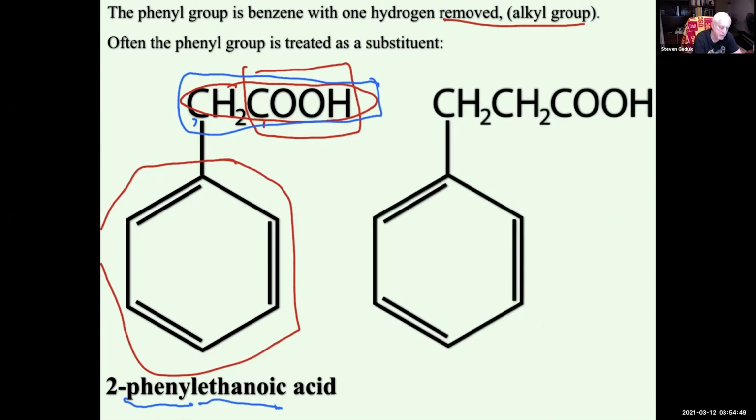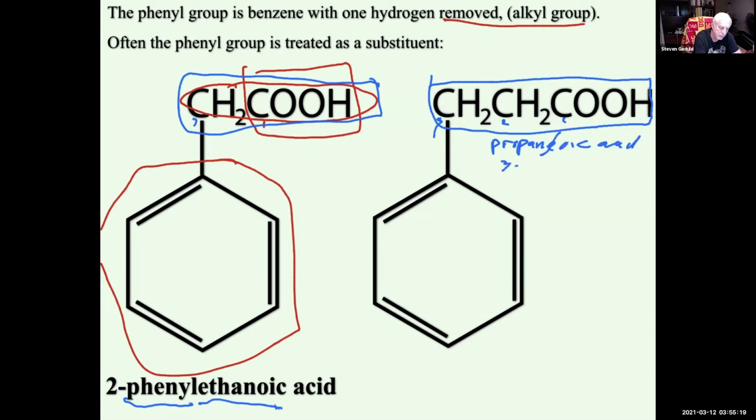How about this one? Again, here's our longest chain, with our COOH group, our carboxylic acid group, attached. And there are 3 carbons: 1, 2, 3. So 3 carbons is propane. Carboxylic acid, drop the E, add oic acid.